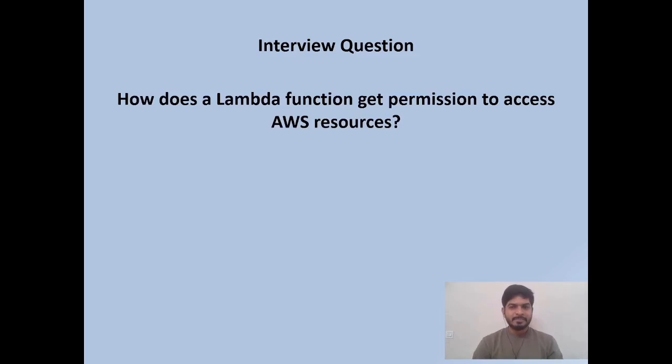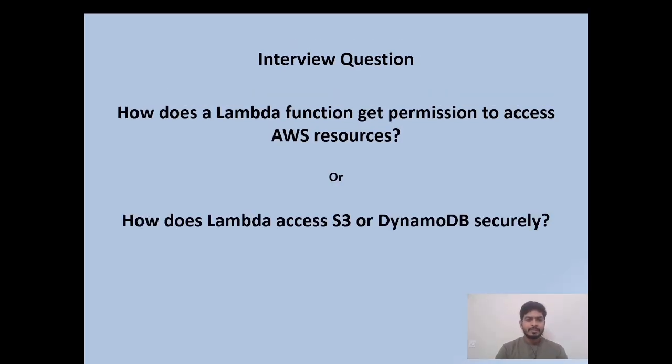How does a Lambda function get permission to access AWS resources? Your interviewer may also ask how Lambda accesses S3 or DynamoDB securely. In simple words, Lambda needs to read data from an S3 bucket or write into DynamoDB. How does AWS control whether this action is allowed or denied? Just think about your answer for a moment.